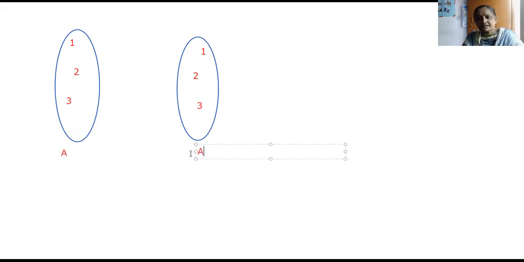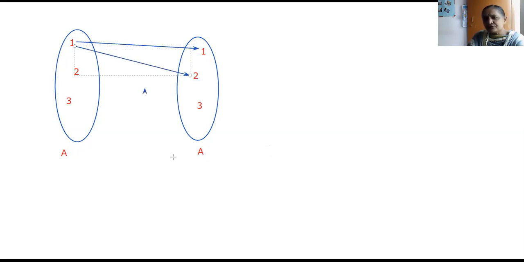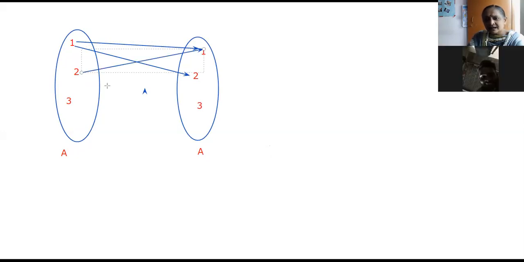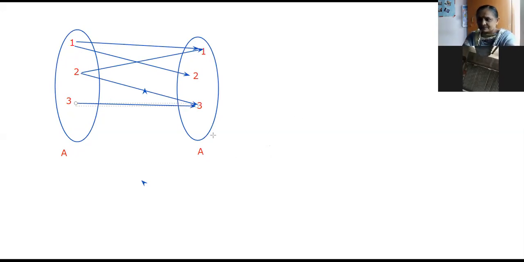So here also I have written set A, and we are talking about the relation from set A to set A itself. So if I join 1 to 1, then I join 1 to 2, then I join 2 to 1, I join 2 to 3, then I have joined 3 to 3 itself. Is this relation reflexive? What do you think? Is it reflexive?